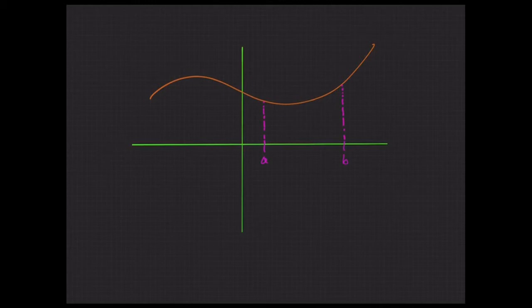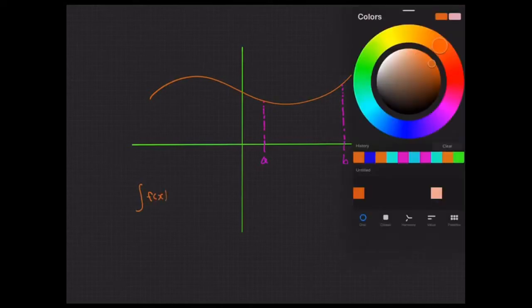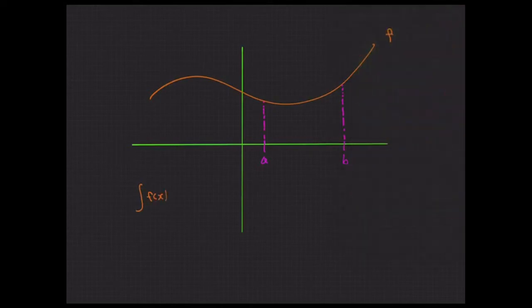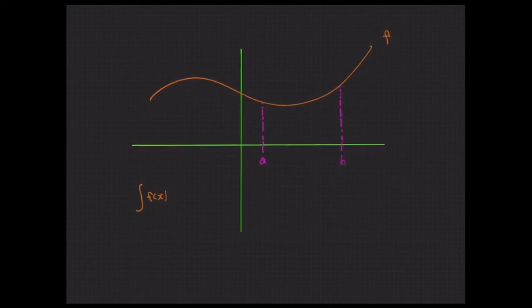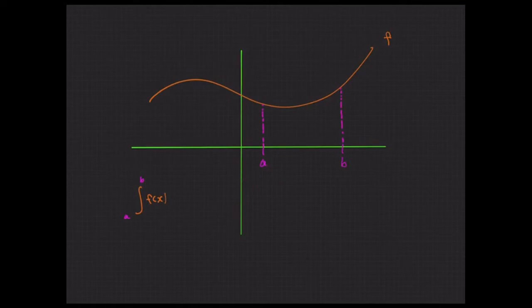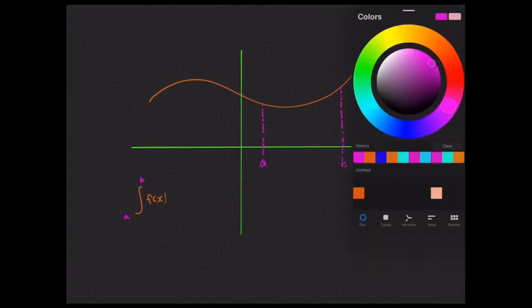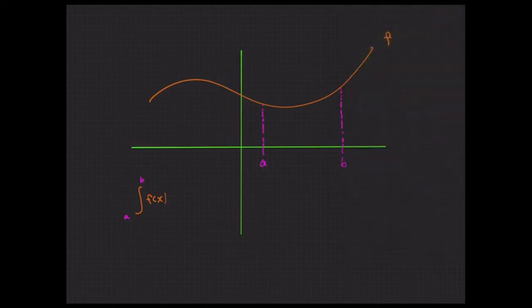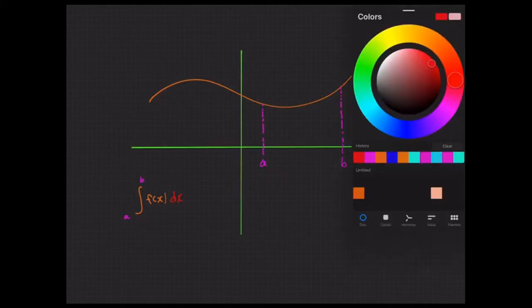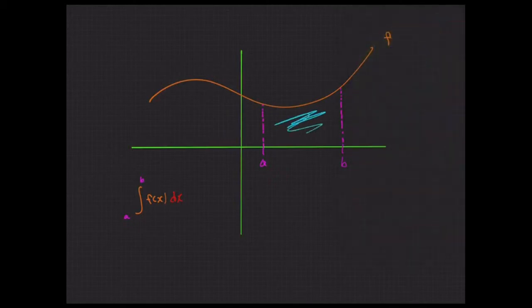If I have this function y is equal to f of x up here, and I want to find what I'm going to call the integral of f of x, I have my bounds here in this mauve color. This is going to be from a to b. The integral from a to b of f of x dx. This symbol represents the area under this curve, the exact area under this curve here.